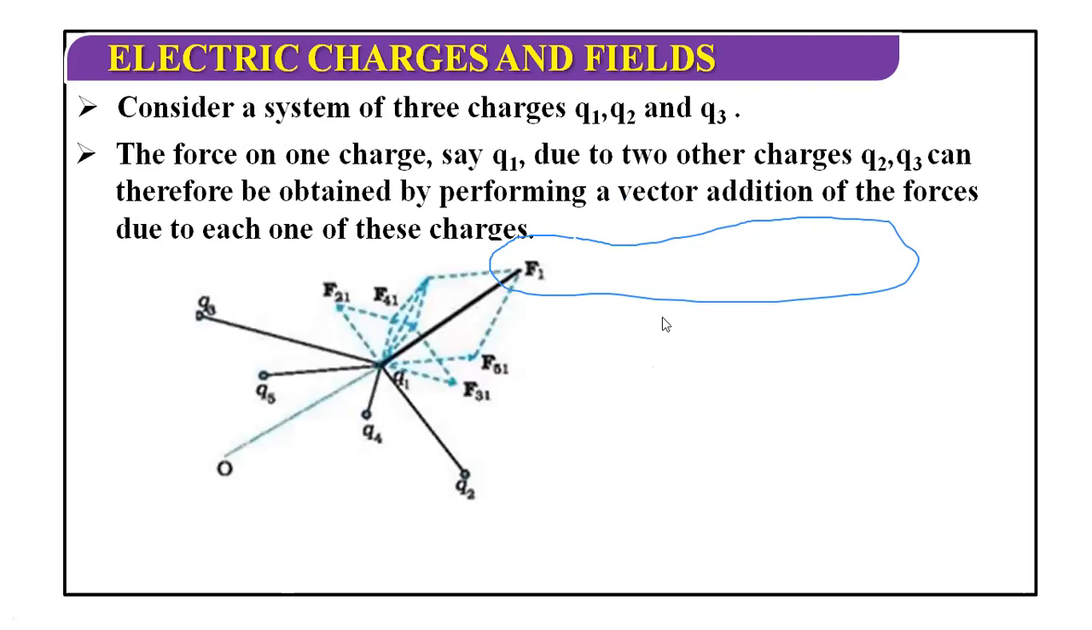Now, if we have a large number of charges like Q1, Q2, Q3, Q4, Q5, again with the help of the principle of superposition, we will find the force on 1 due to 2, force on 1 due to 3, force on 1 due to 4, force on 1 due to 5. All these force vectors F12, F13, F14, F15 will give a net force, and that net force will be the algebraic sum or the vector sum of all these forces.